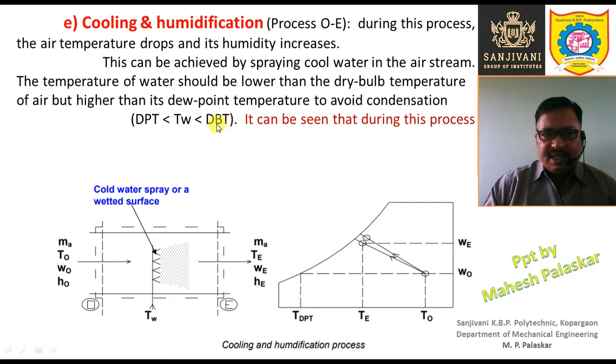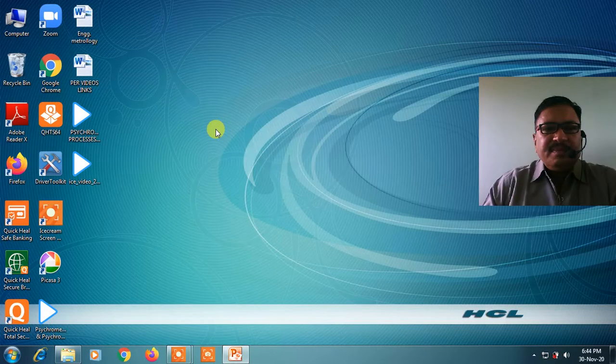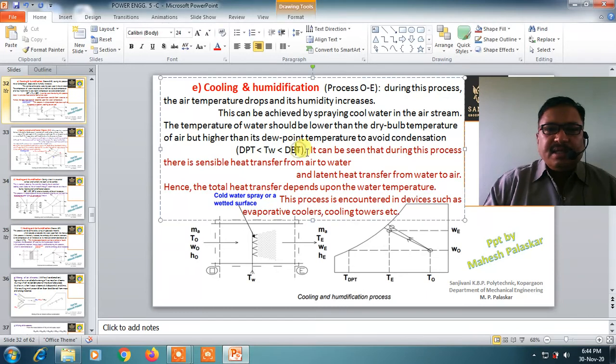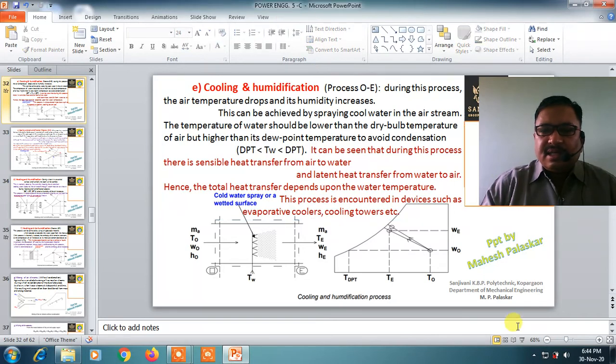So this temperature of this cooling water should be more than the dew point temperature, DPT. It can be seen that during this process, I can correct this DPT. This is nothing but DPT. Okay, so this correction is made, and then I will go back.